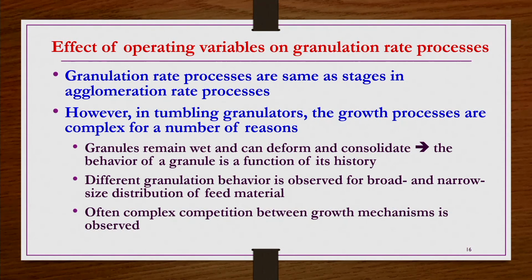And then growth mechanisms often compete. Actually, complex competition between growth mechanisms has often been observed. So, that is the other reason. Because of these reasons, the growth processes are found to be complex, especially in tumbling granulators, that is disc and drum granulators.